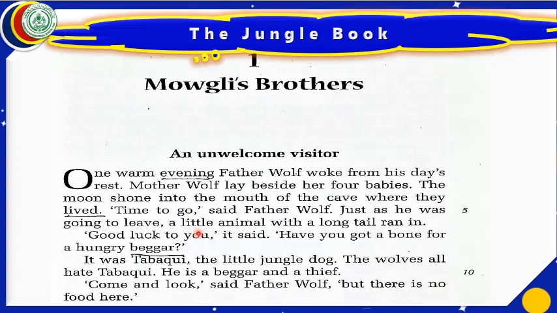A little animal with a long tail ran in. Good luck to you, it said. Have you got a bone for a hungry beggar? It was Tabaki, the little jungle dog. The wolves all hate Tabaki. He is a beggar and a thief. Come and look, said Father Wolf, but there is no food here.